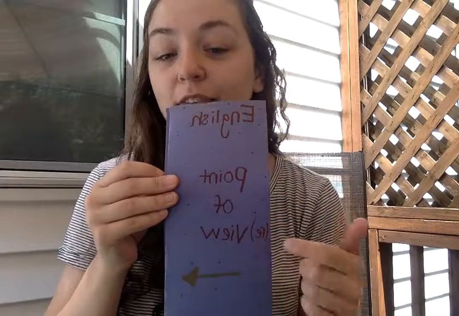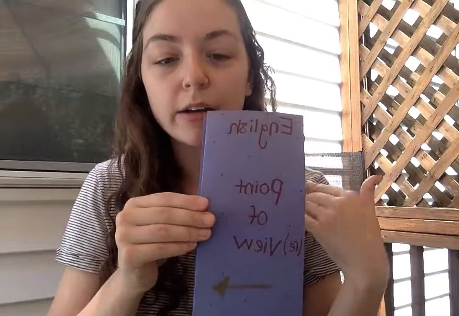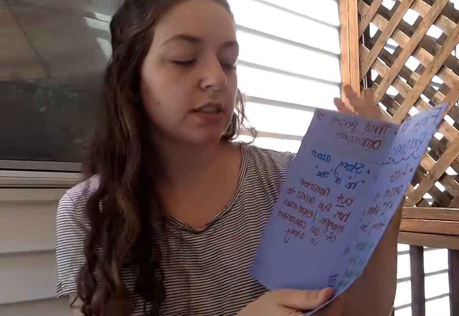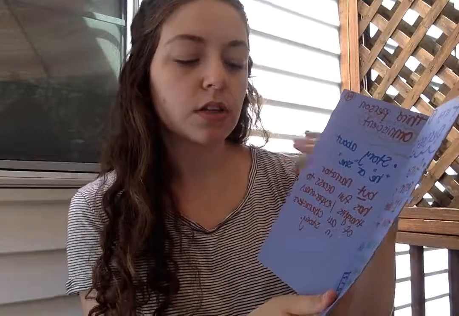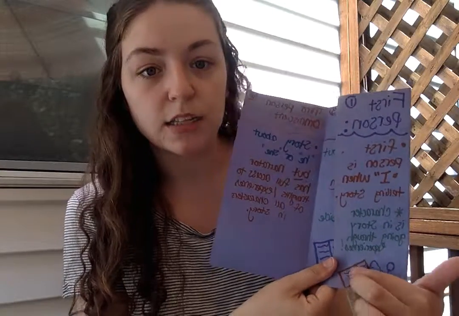For English, I did a brochure, and I decided to choose point of view, and I kind of made it fun. I said point of, and then I put review, just to show what students can do with making it their own. So I put polka dots, and I made it my own, but I did review so students can review. So that's my title. If you open it up, brochure style, it starts with first person. I put first person is I when telling a story, so the character is going through the experiences themselves, and I drew a stick figure going into the book, experiencing it.